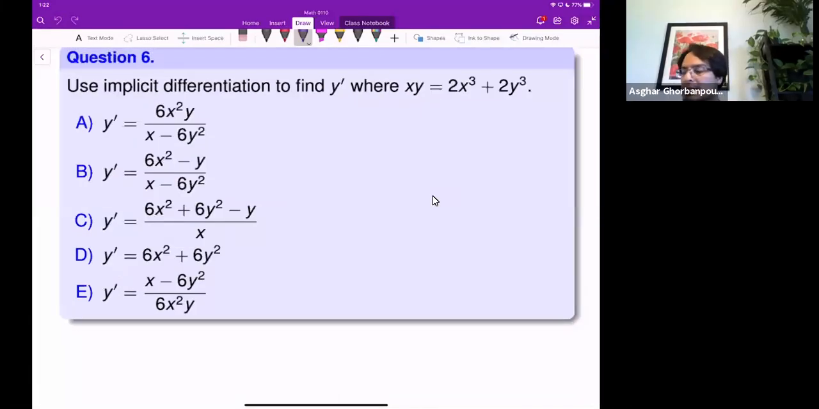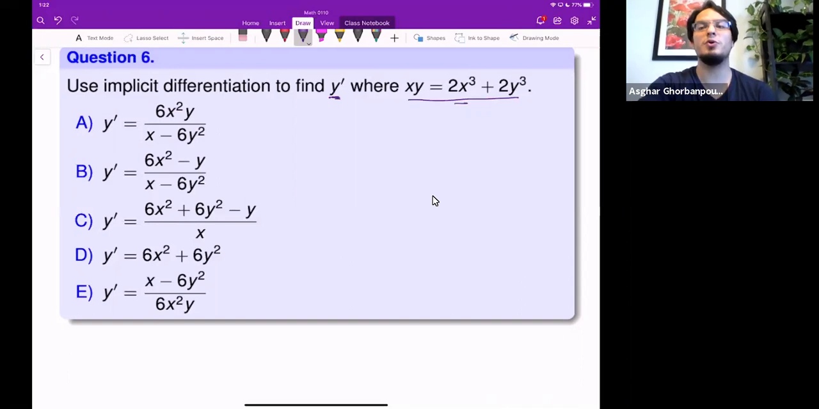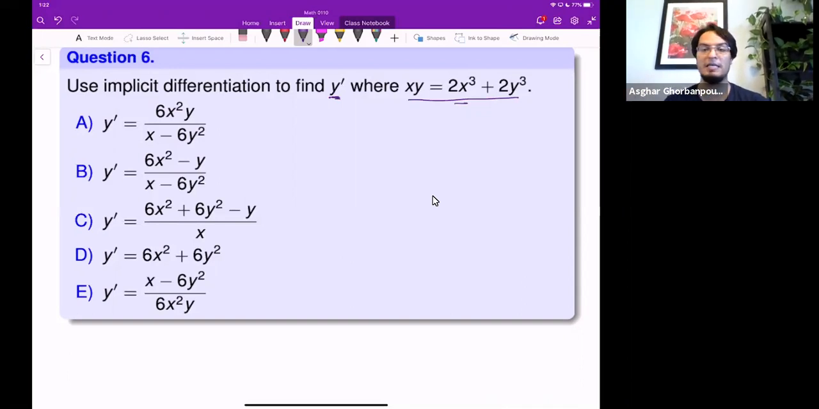So the question is about implicit differentiation. Actually, we don't need to see the word implicit differentiation there. What is important is that we need to find y prime, and then you look at the equation given there. The first thing you notice is that this guy is different than the regular functions.